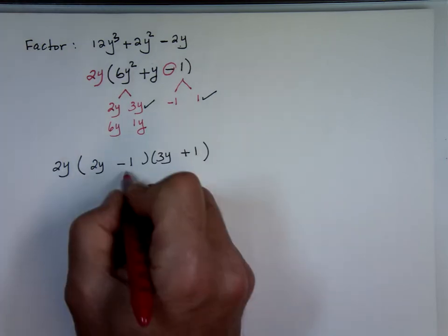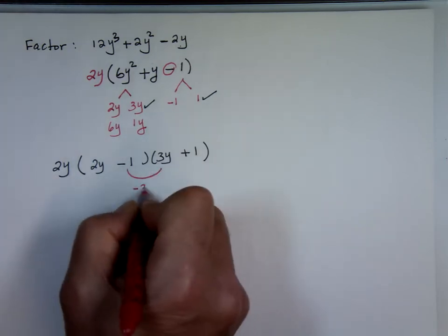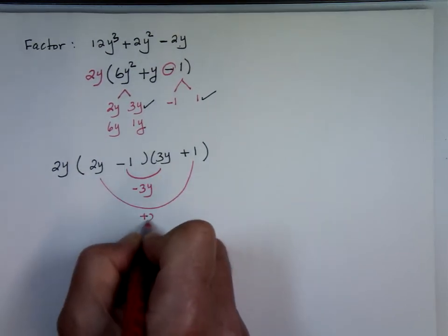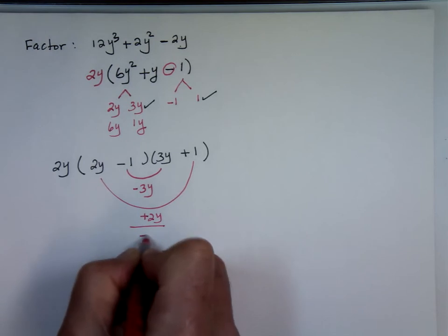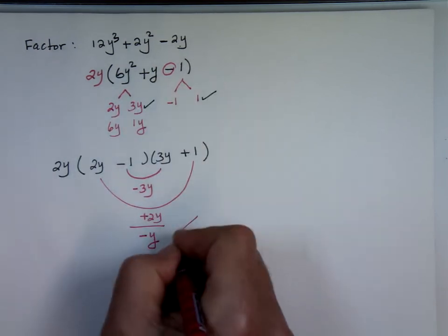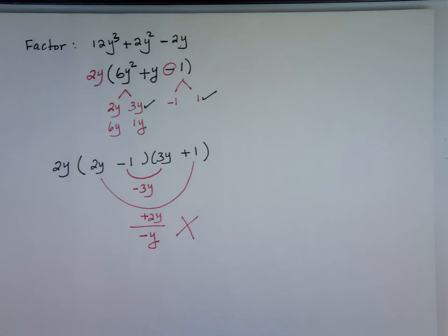Negative 3y plus 2y, the result is what? Negative y. I want it to be a positive y, not a negative. So that's not it. Switch the two numbers.